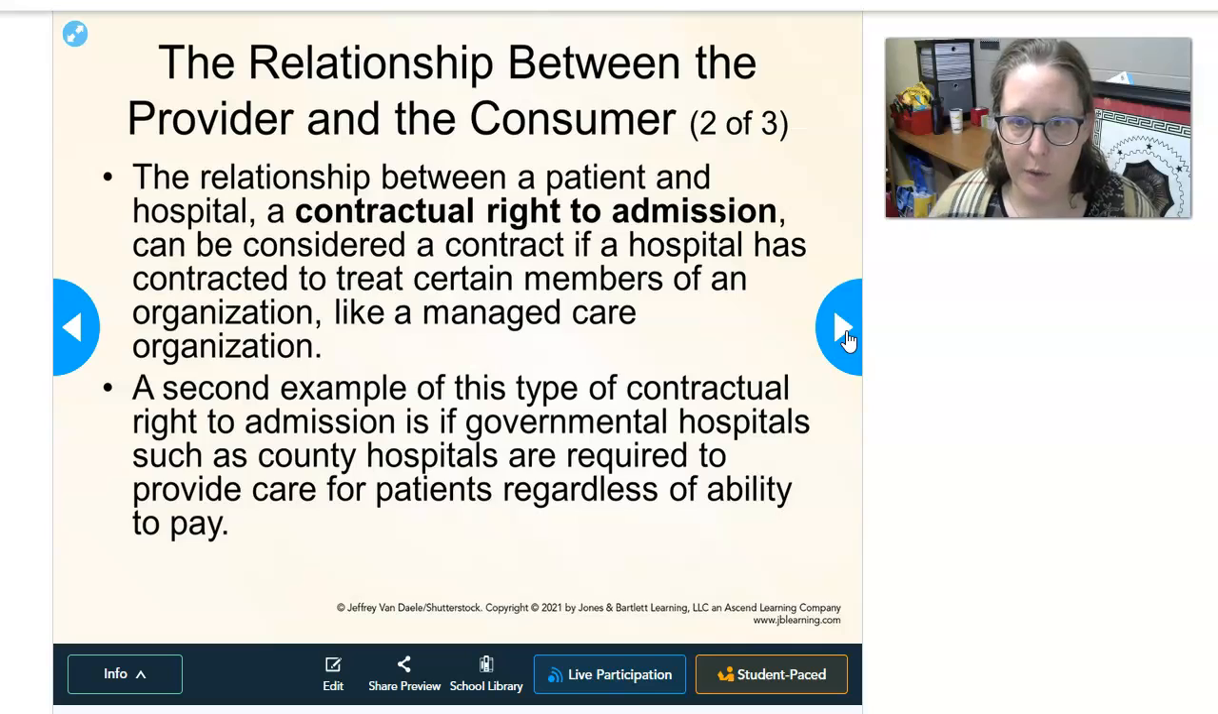So for the relationship between a patient and a hospital, a contractual right to admission has been considered a contract if a hospital has contracted to treat certain members of an organization, for example, a managed care organization. A second example of this type of contractual right to admission is if government hospitals, such as county hospitals, are required to provide care for a patient regardless of ability to pay. Then there's automatically a contract that they have to care for that patient.